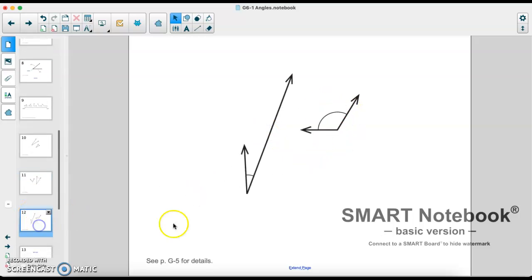Okay. And then again, notice this one's got two very differently sized arms, very small angle. This one is quite a large angle, but it's got very short arms. And so again, it doesn't matter about the length of the arms. What really matters is sort of the distance between them. That's what we're measuring in an angle.